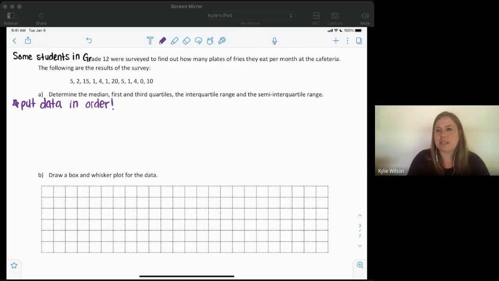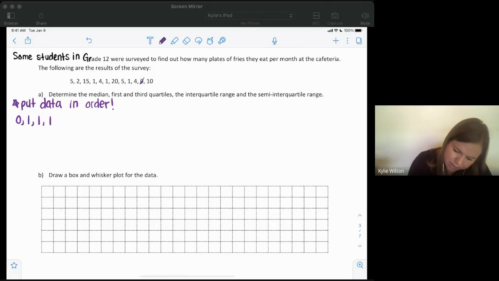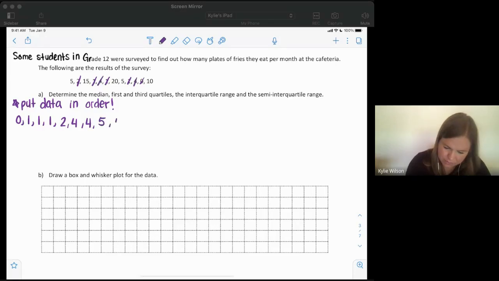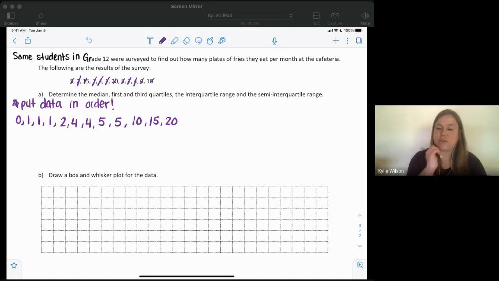As I put the data in order, I like to cross them off the list so that I can keep track that I haven't missed a number. So we'll have 0, 1, 1, 1, 2, 4, 4, 5, 5, 10, 15, 20. And we have 1, 2, 3, 4, 5, 6, 7, 8, 9, 10, 11, 12. Perfect. So I've ordered our data.